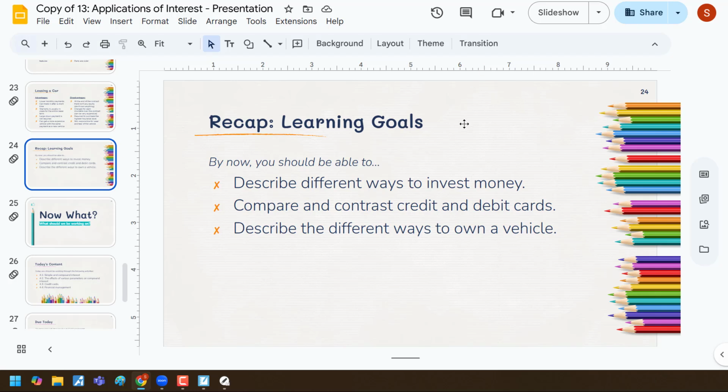All right, recap. You can describe different ways to invest money, compare and contrast credit and debit cards, and describe the different ways to own a vehicle.